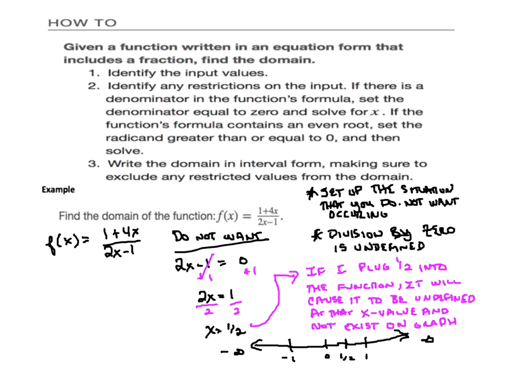So I can plug in any value my little heart desires, except for the value positive 1/2, because that's going to cause it to be undefined. So here's a picture of my domain. Now to write it out in interval notation, my domain, I always start with my lesser number. So I actually have 2 intervals for this domain.